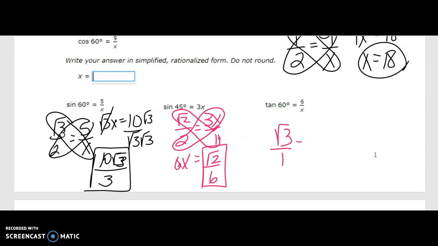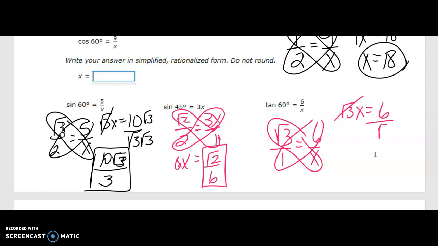Square root of 3 over 1 equals 6 over x. Cross multiply. You get square root of 3x equals 6. Divide by square root of 3. Can't leave square root of 3 on bottom. So it's 6 square root of 3 over 3. These reduce to 2 square root of 3.